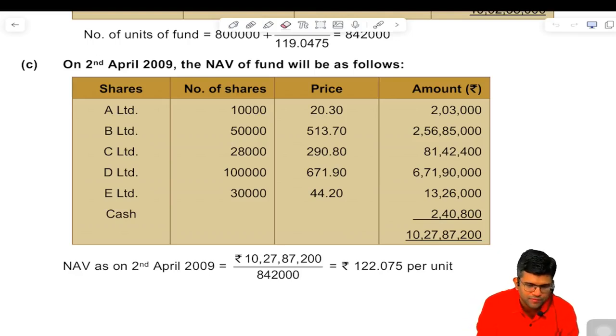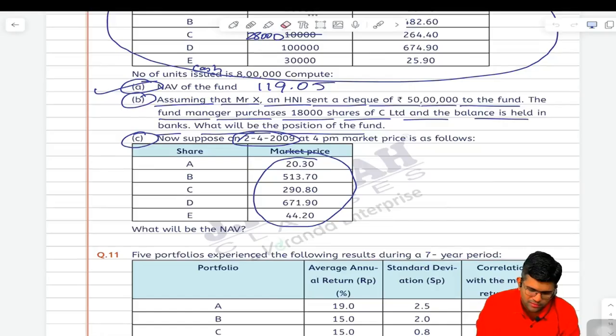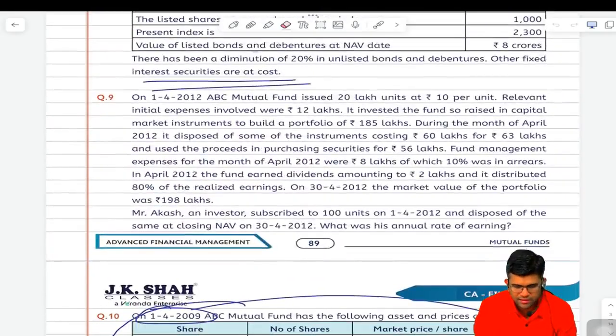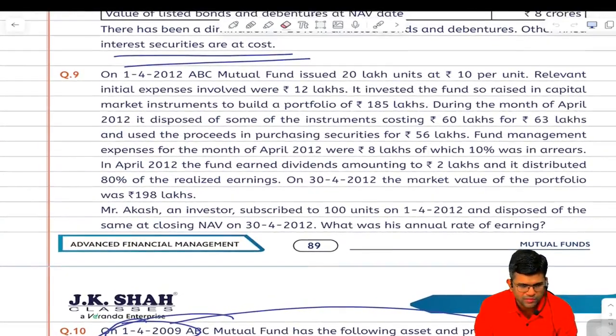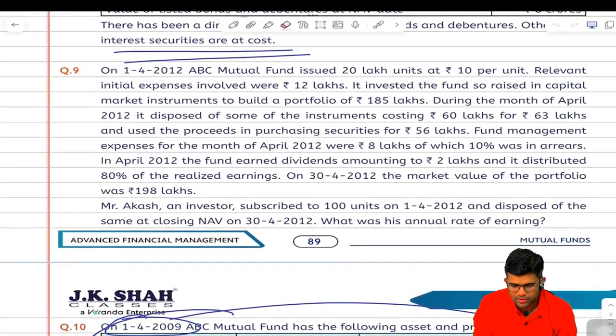Okay. So with that we complete question number 10. We will now go to question 9. This is not a frequently asked question, but a good one. Okay, a good question made by ICAI. Please read it carefully.